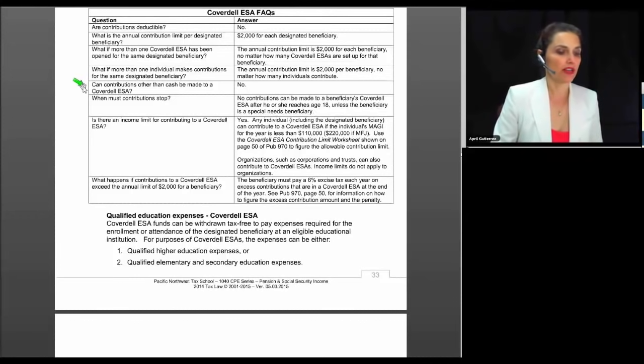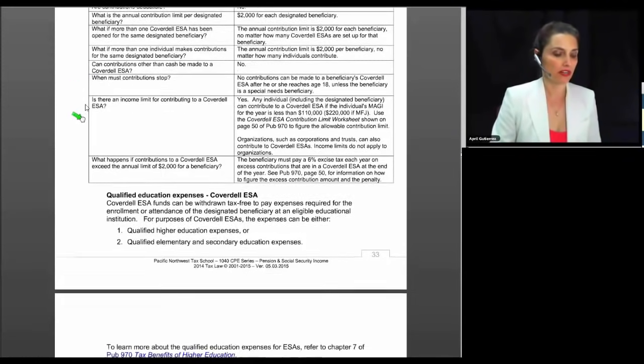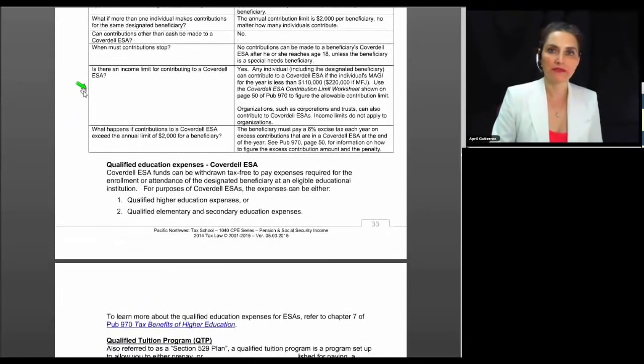Can contributions other than cash be made to a Coverdell ESA? No. When must contributions stop? No contributions can be made to a beneficiary's Coverdell ESA after he or she reaches age 18 unless the beneficiary is a special needs beneficiary. Is there an income limit to contributing to a Coverdell ESA? The answer is yes. Any individual, including the designated beneficiary, can contribute to a Coverdell ESA provided that that individual's modified adjusted gross income for the year is less than $110,000 or $220,000 if filing a joint return.